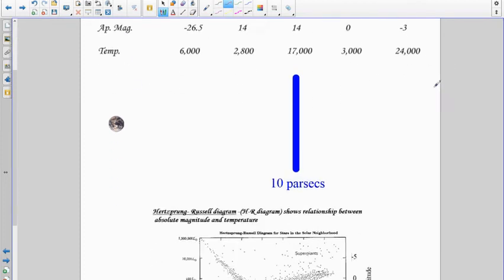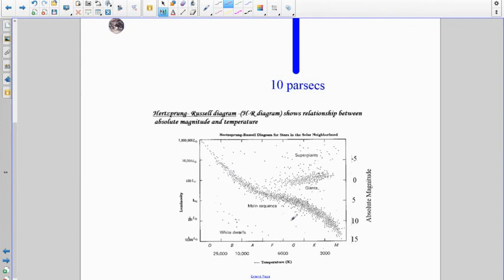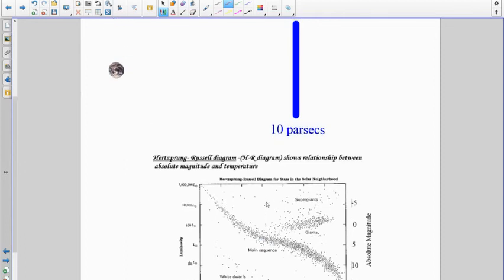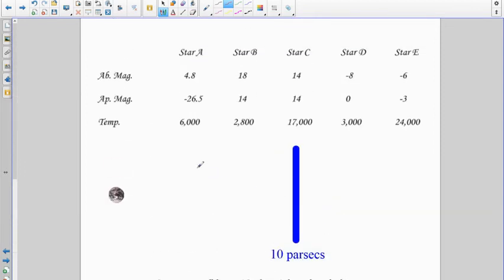So hopefully you recall that an HR diagram will allow you to do just that. So here's the HR diagram that I'll be using to show you what these stars are. Remember that HR diagrams plot stars according to their absolute magnitude and their temperature.